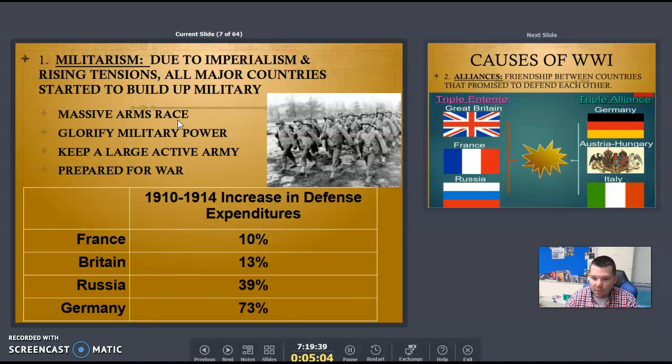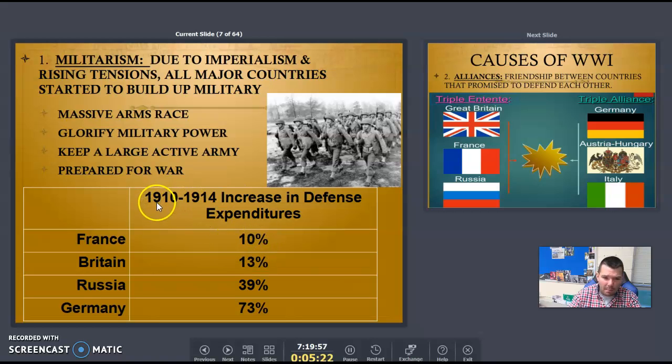Keep a large active army. So there's a big difference. You have peacetime army and you have wartime army. And usually in peacetime army, you keep the military rather small. So the idea is, okay, well in this one, let's keep our militaries big regardless of peacetime or wartime. And we always need to be ready for war. So this kind of shows it all.